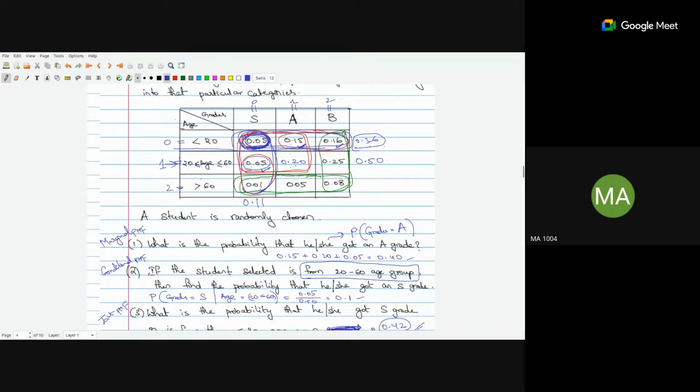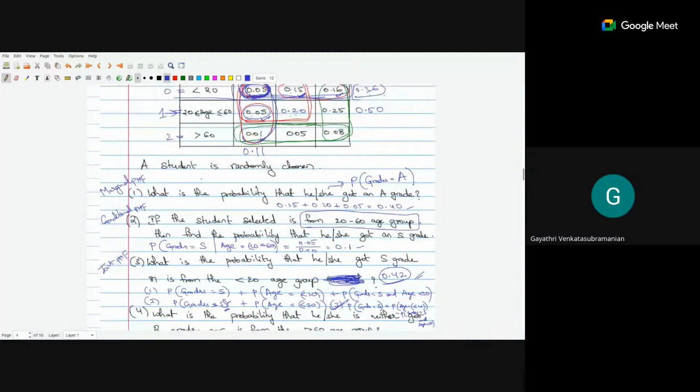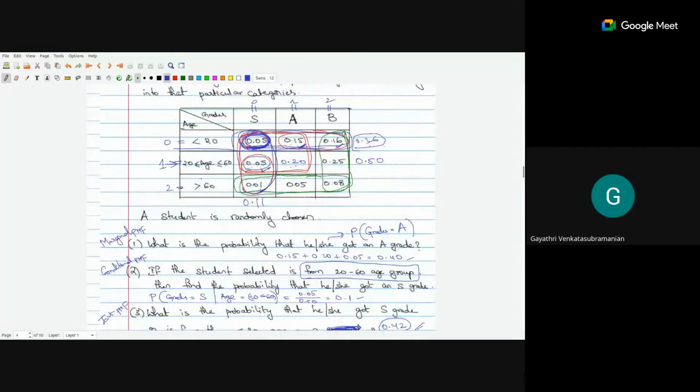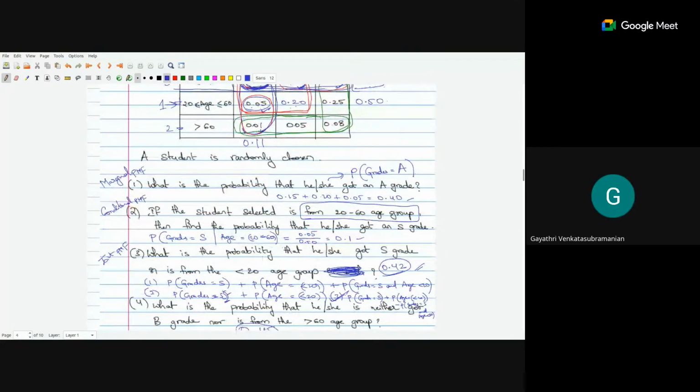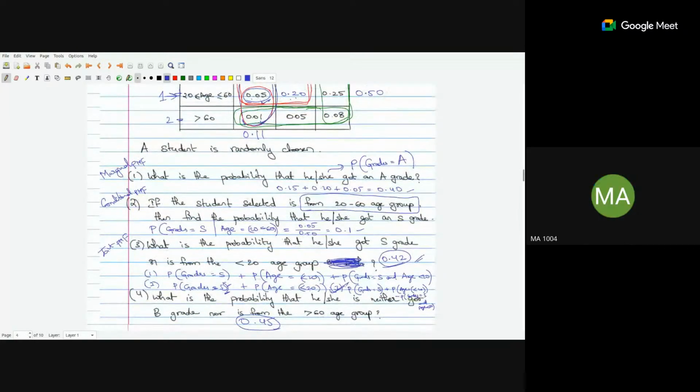Sir, one small doubt. In option number 2, when we were calculating the conditional PMF, we divided it by 0.5, that is the total marginal PMF. Why aren't we doing it for option number 3 and 4? We are not dividing, right? For that also we should divide, no, sir? That is not conditional, no?